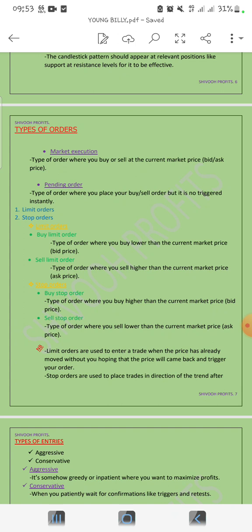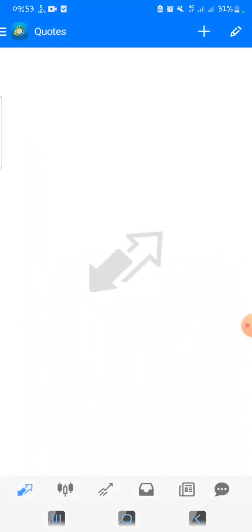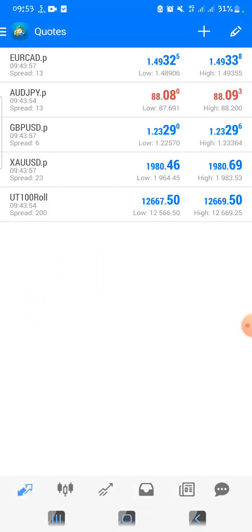So really fast, let's get from this page. We go to the MetaTrader trading platform page. Okay, so we are here, guys. Yeah, we are here at the MT4 trading platform. So you can see I have my quotes at my trading watch list. Okay, so I only trade three currency pairs and one metal and one index.